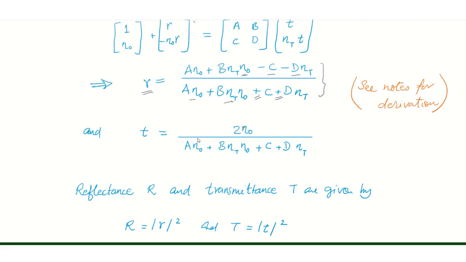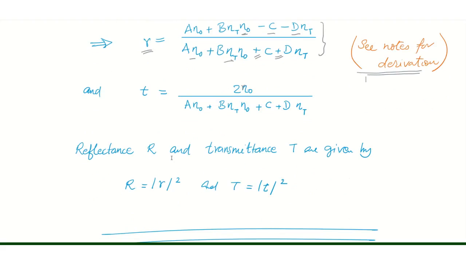You can see the notes for the derivation, because it's going to be a long derivation, and since you have the notes, I don't have to derive it. It's not a very tricky thing to do; it's straight algebra. Then reflectance and transmittance are given by these two expressions, as we have discussed. And this is something that we can measure. That's why we always use R.